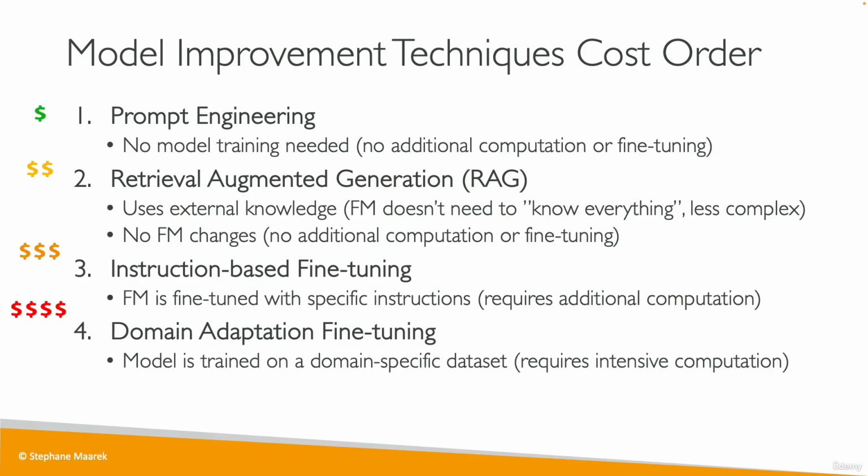And finally, the domain adaptation fine-tuning is very expensive, because now you're going to adapt a model trained on the domain-specific data sets, and that includes creating a lot of data, and then retraining the model with all that data. Remember, it's unlabeled, whereas instruction-based was labeled. And this requires intensive computation. And so therefore, this intuitively will cost more than instruction-based fine-tuning.